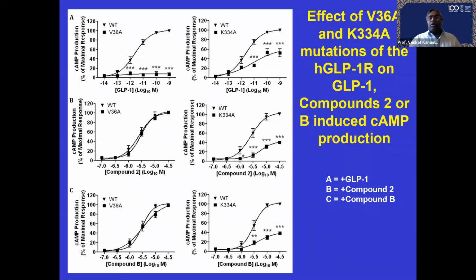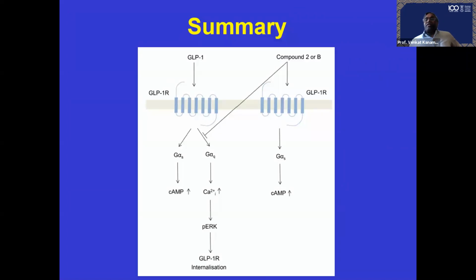And caused a similar kind of effect. Therefore, what it tells is that compound 2 and B bind at a site different from that of the native ligand, but they couple to the same GS pathway. So just to summarize, compound 2 and B mainly activate the GS pathway, which results in an increase in cyclic AMP that is required for insulin secretion.